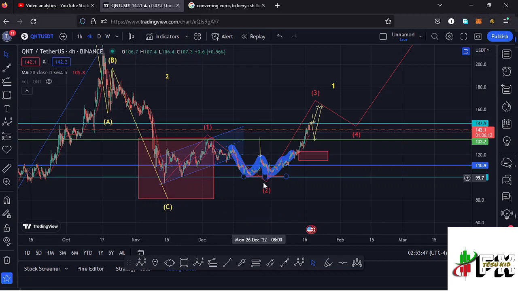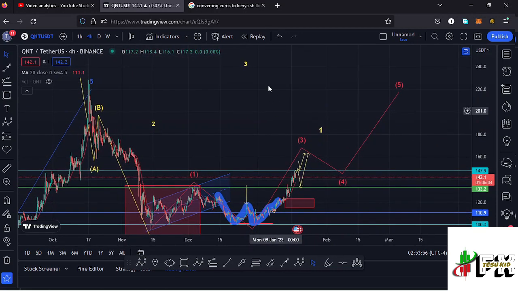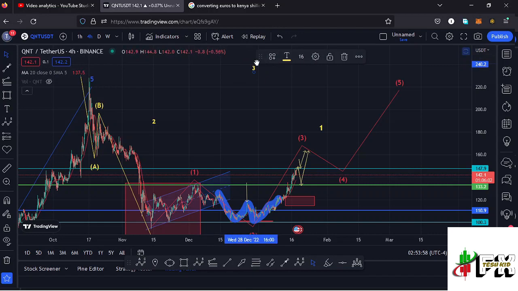Then you have seen the formation of that wave 2, and I believe in the formation of this wave 3 to the upside before we see a wave 4, then a wave 5, completing a higher Elliott wave count 1, which is a fractal wave within the formation of this higher Elliott wave count 3.